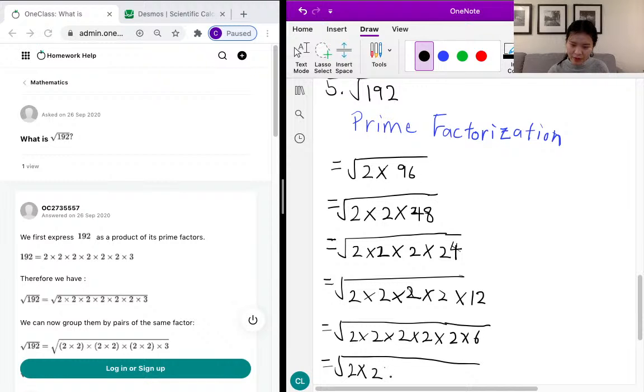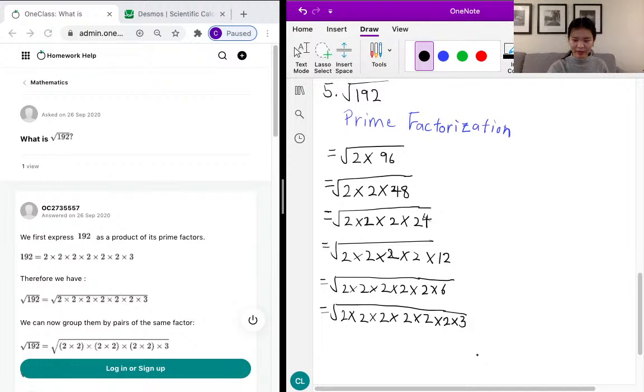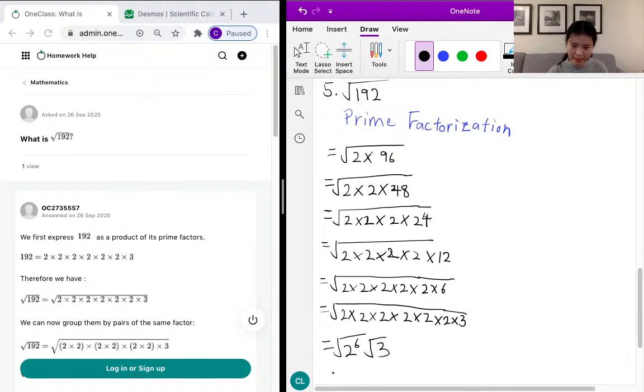And 2 and 3 are both prime factors of 6. So we have another 2 times 3. And that finishes our prime factorization. Now we just need to simplify it even further. So let's count how many 2's there are. So there are 1, 2, 3, 4, 5, 6. There's 6 twos. So we have 2 to the power of 6 times the square root of 3.